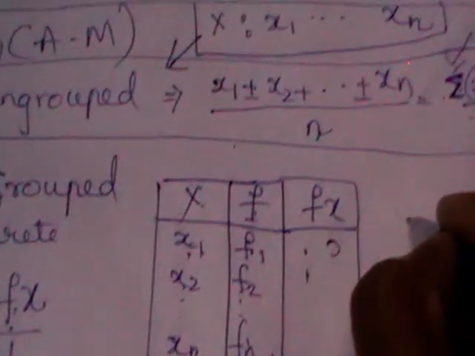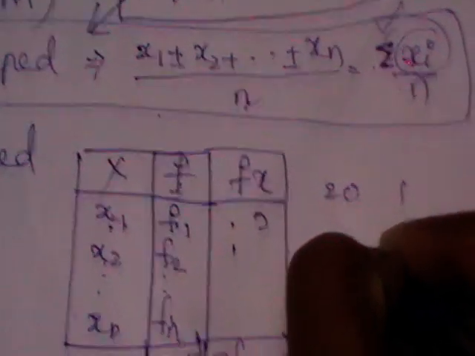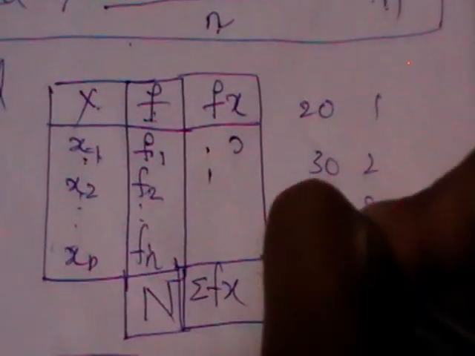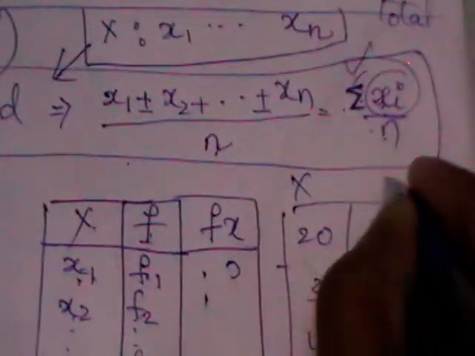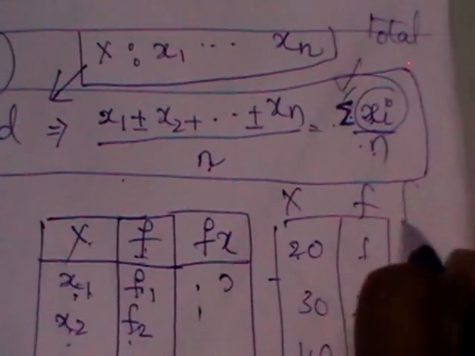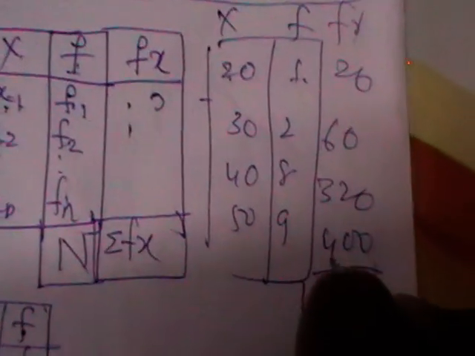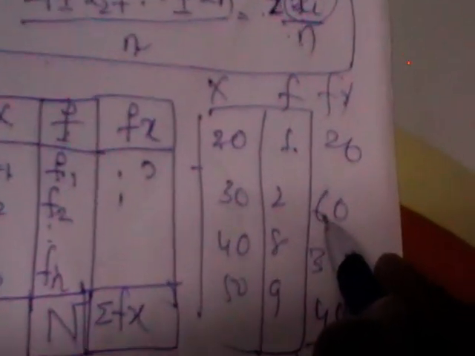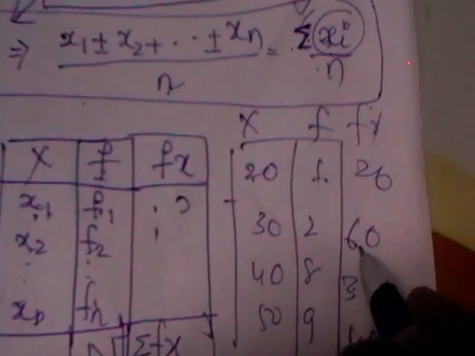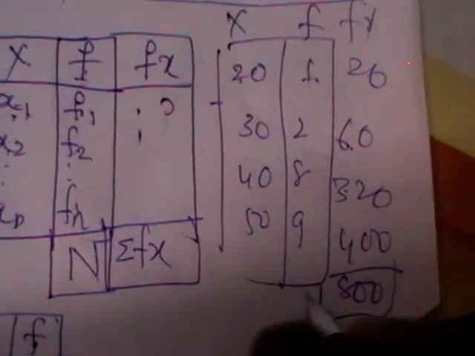But here you can directly multiply these two. If you take the same example here, the data given to you is this. It is a simple example I am considering. You can multiply to get the fx column: 20 into 120, 60, 320, 400. You will add all these values. This is 720. 720 plus 60, 780. 780 plus 20, 800. And the total of the frequencies is 19. So here you are able to multiply these two.